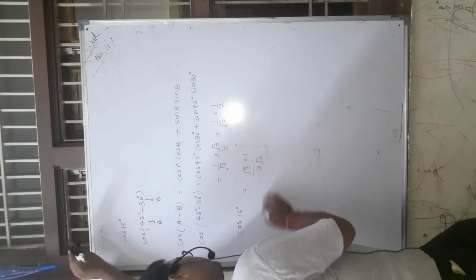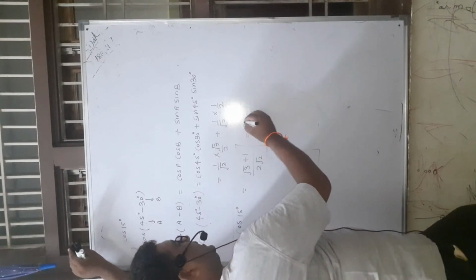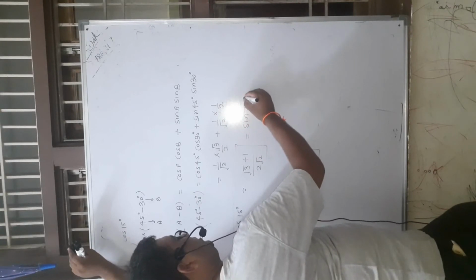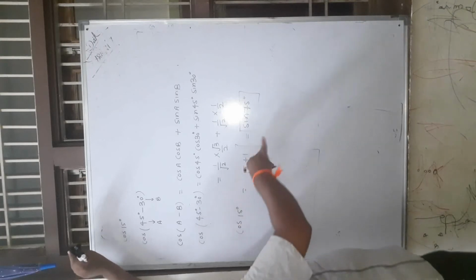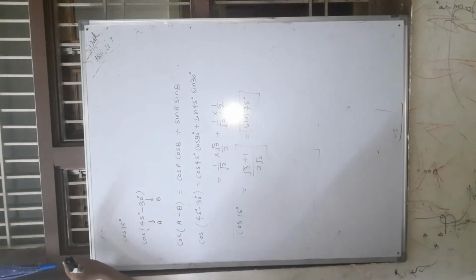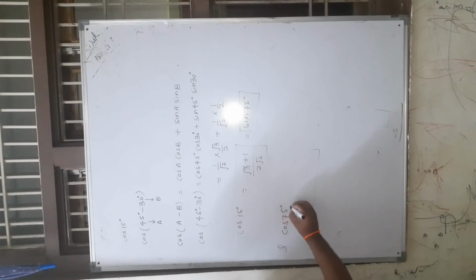Here you notice that this value is also equal to sin 75 degree. So it means cos 15 degree and sin 75 degree have the same value. Now, we calculate the value of cos 75 degree.